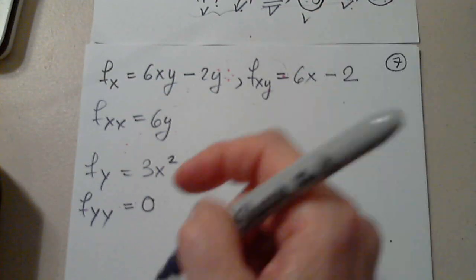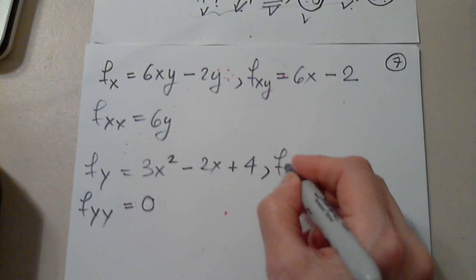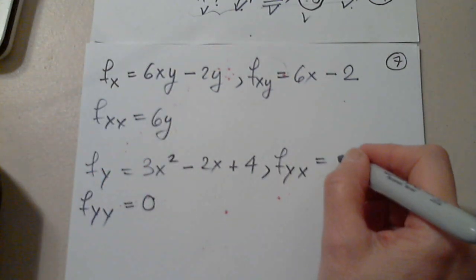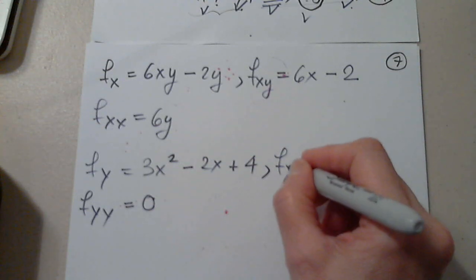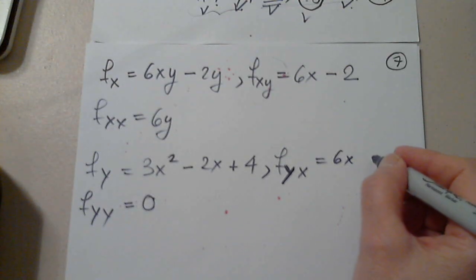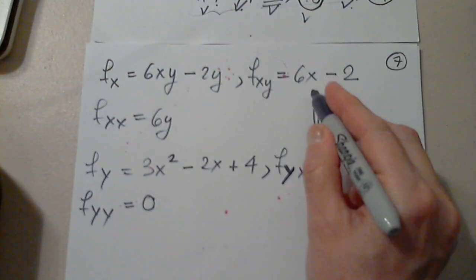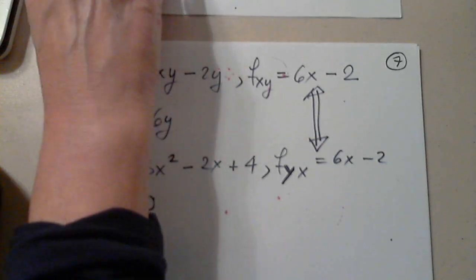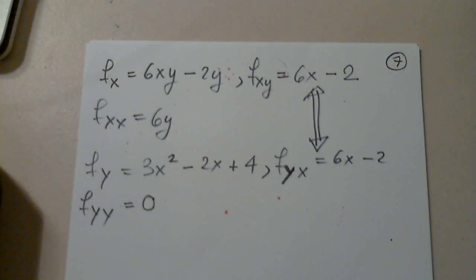Now we want fyx. I go to fy, and right here I differentiate this with respect to x. 6x minus 2. They have to be the same. If they're not the same, I'll say oops and go back to the drawing board. They have to be the same. Okay, much better.